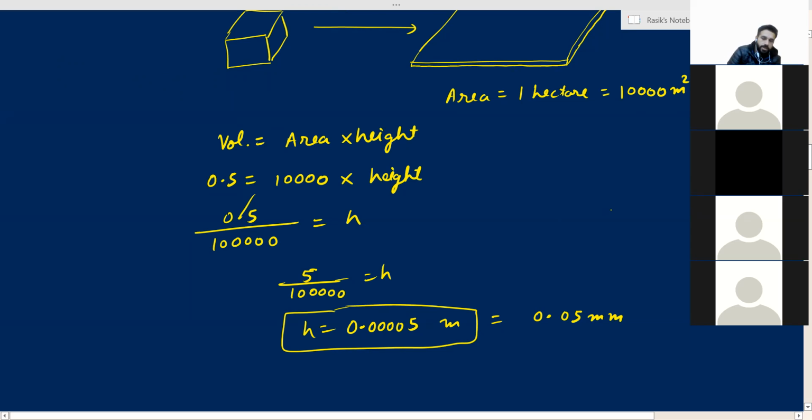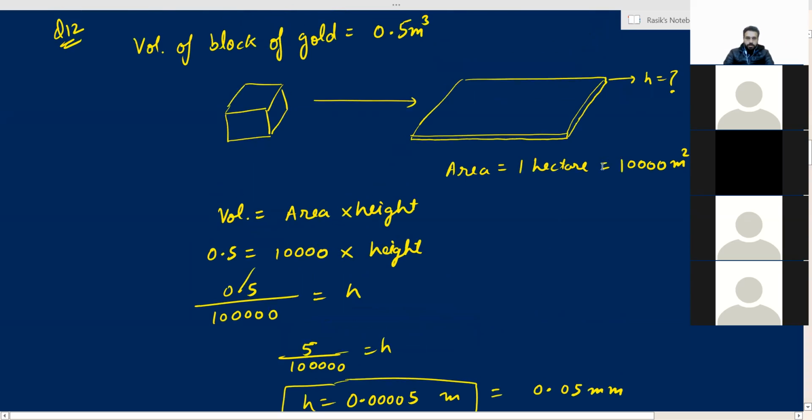That means a very thin sheet. Very thin sheet, 0.05 millimeter. So this block is changed into a very thin sheet of 0.05 millimeters. This is the answer.